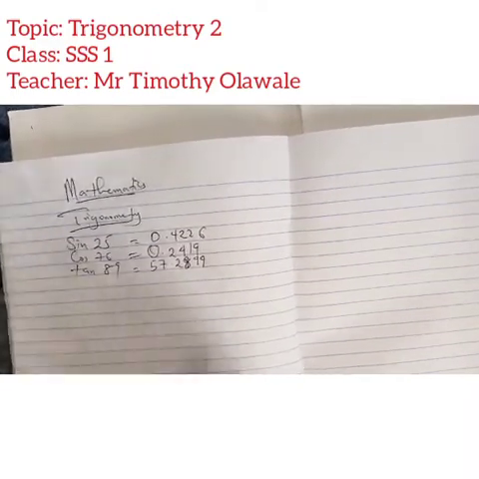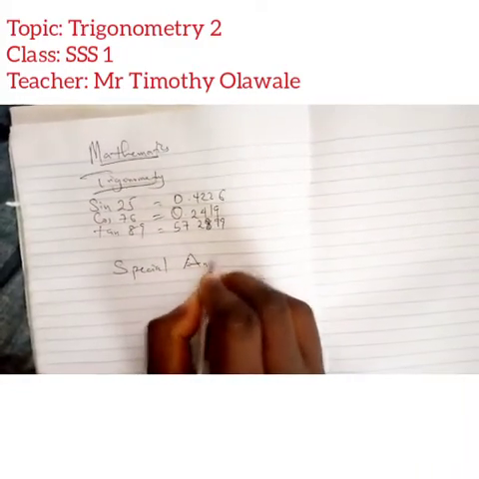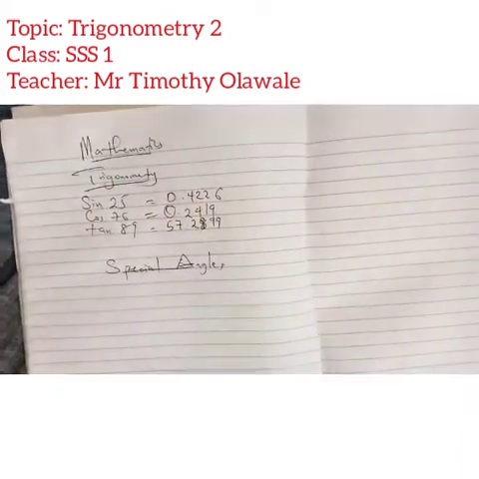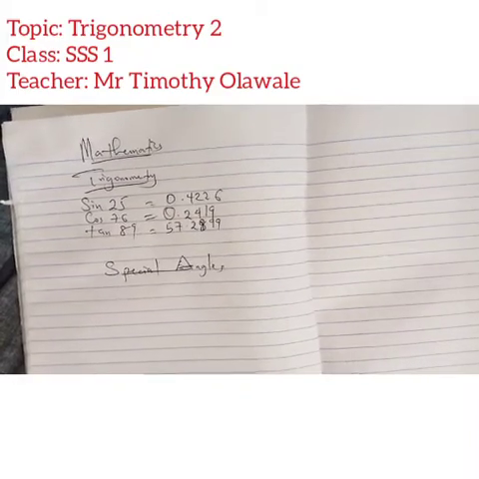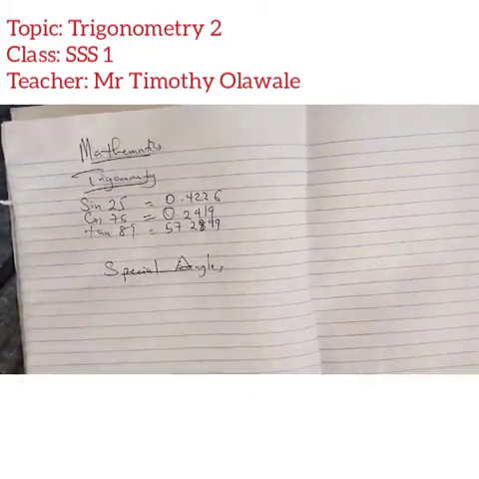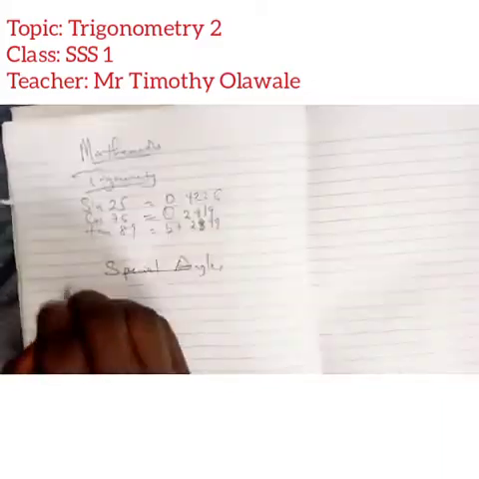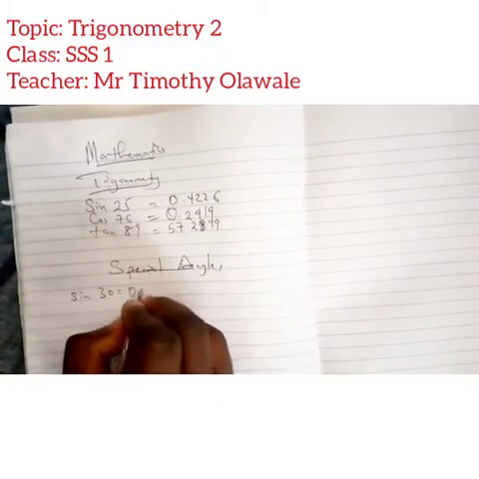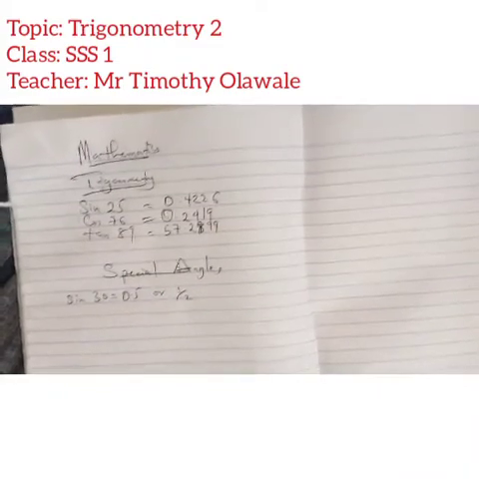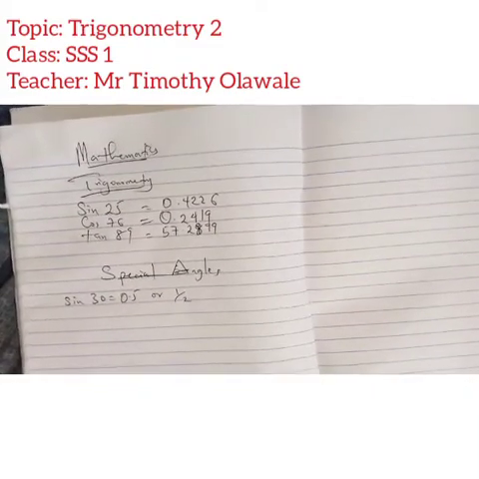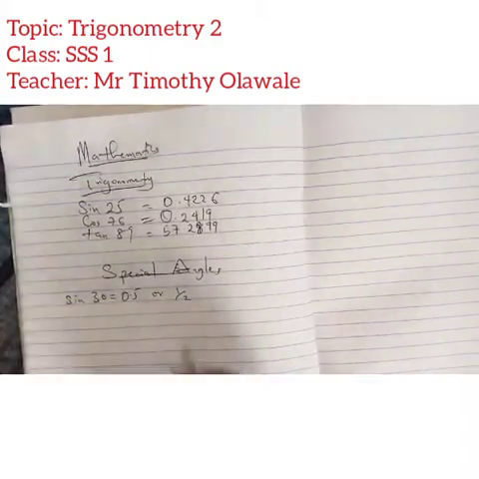In mathematics, we have what we call special angles. These are angles that we can always find their trigonometric ratios, I mean sine, cos, tan, and all that, without using the calculator. We can easily find them. For example, sine 30 is 0.5 or half. I can show you how to find their trigonometric ratios without using the calculator. That's what I'm talking about this morning.